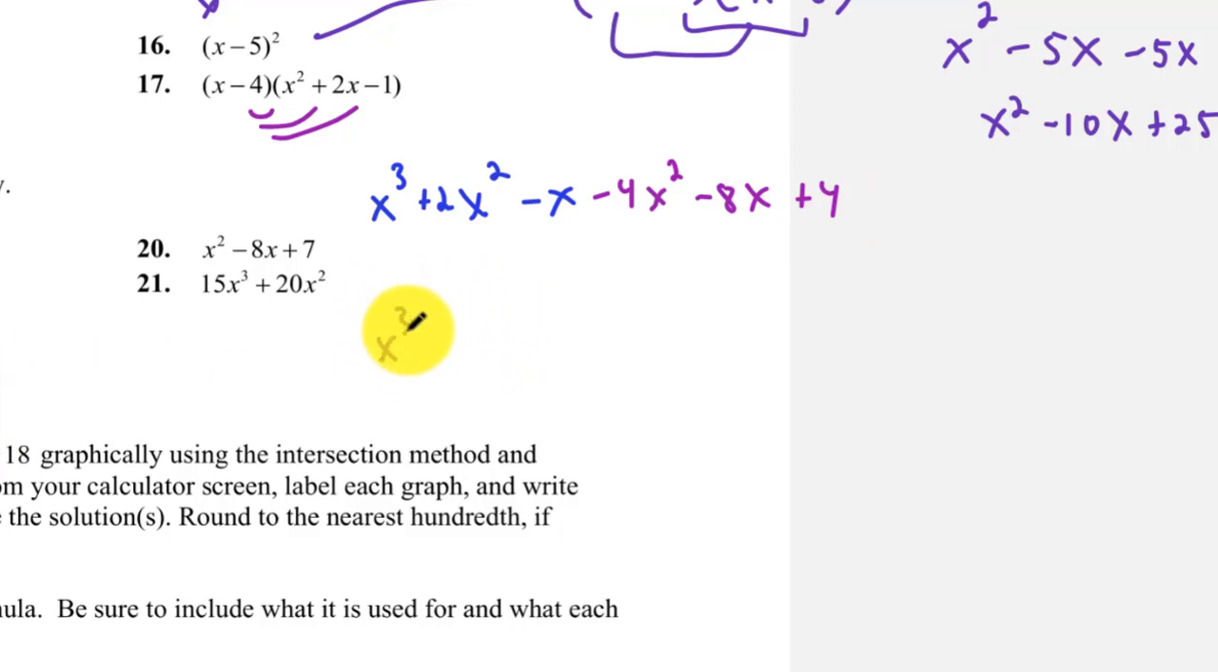And then combine like terms where you can. So the x cubed, there's nothing we can do with that. But I have a 2x squared and a minus 4x squared. So that leaves me net negative 2x squared. What else do we have? I have a minus x and a minus 8x, so that's a minus 9x plus 4. And I think that's all we can do with that. Yeah, that's your final answer for number 17.